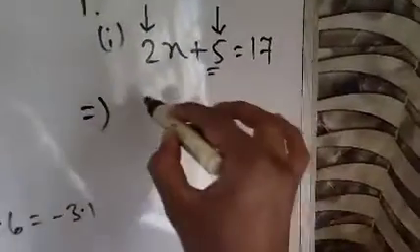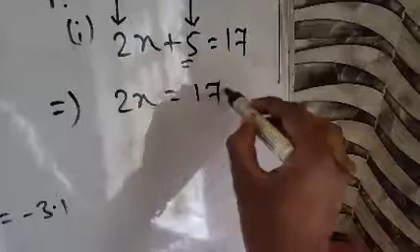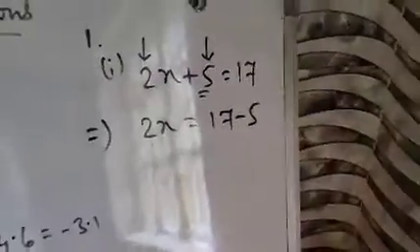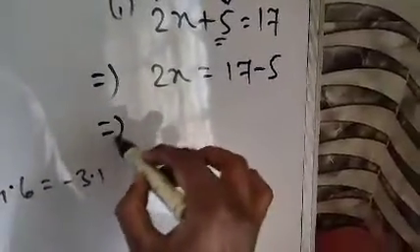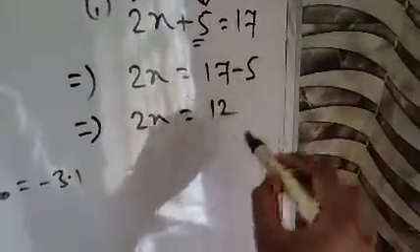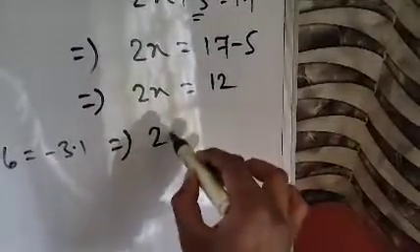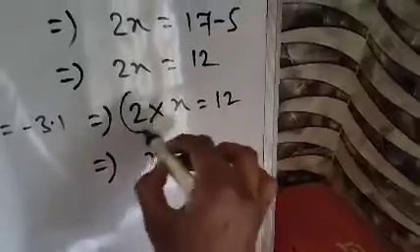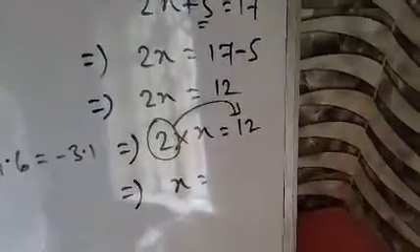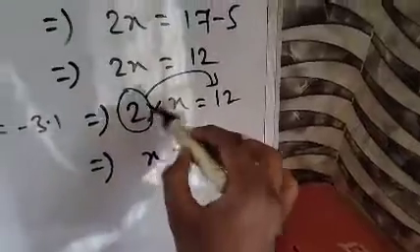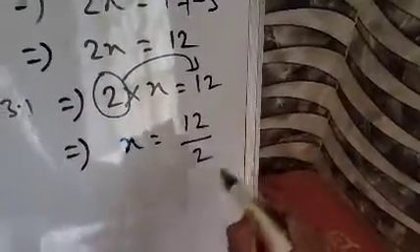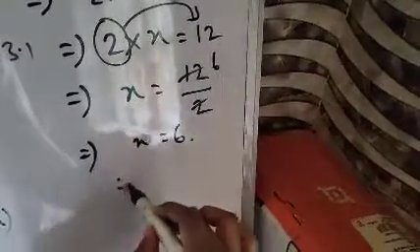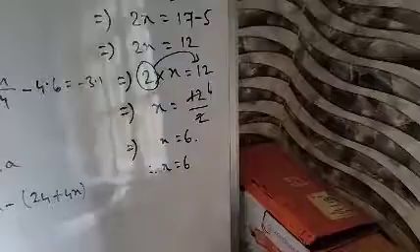That means 5. Therefore, 2x will be equal to 17 minus 5, because here the sign is plus. When it is transferred, the sign will be reversed. That means minus 5. 2x equal to 17 minus 5, that is 12. 2x means 2 multiply x. Now if you want to find the value of x, this 2 will have to be transferred, and hence the sign will get reversed. Here the sign is multiply, so here it will be divide. Your answer is 6. Therefore, the value of x is 6.